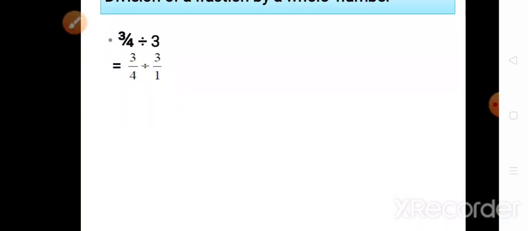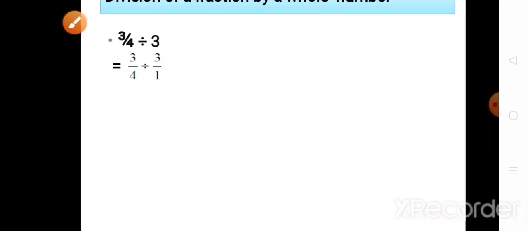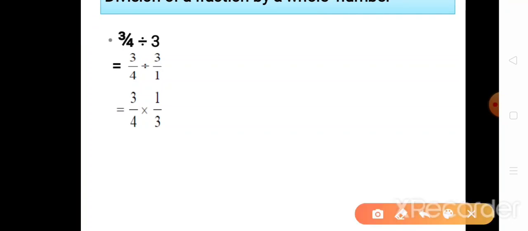3 by 4 getting divided by 3 needs to be written in the form 3 by 4 getting divided by 3 by 1. That means the whole number 3 has been written in its fractional form. After this step, the next step is converting the sign of division into the multiplication sign, followed by writing the second fraction, that is 3 by 1, into its reciprocal form, which is 1 by 3.